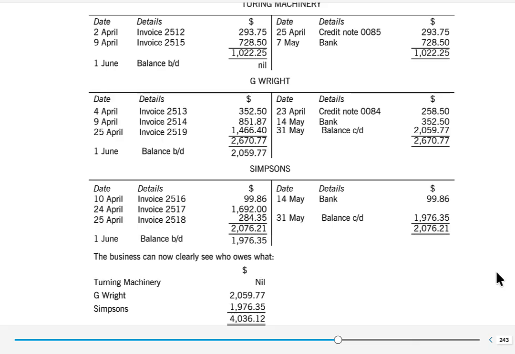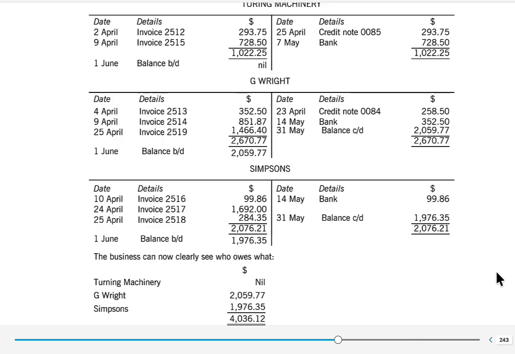Customer 2, G-Write. Debits, meaning invoices raised. Invoice 2513 for 352.50. Invoice 2514 for 851.87. Invoice 2519 for 1,466.40. Total debits are 2,670.77. Credits, meaning reductions. Credit note 0084 for 258.50. Bank payment for 352.50. Total credits are 611.00.